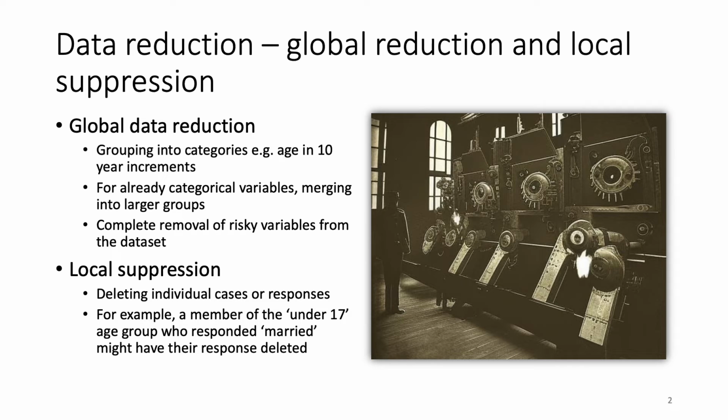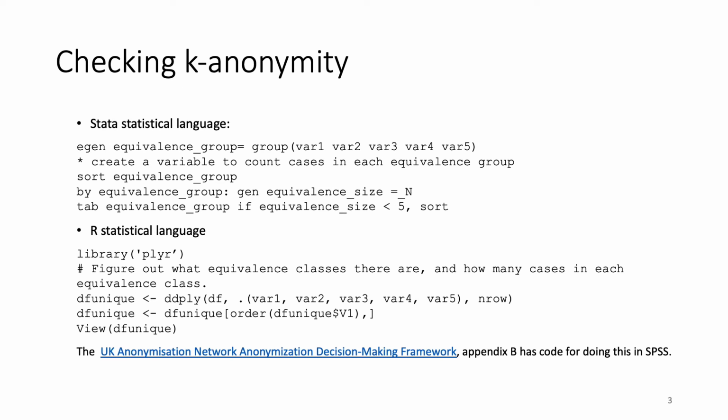By looking at frequencies and creating bivariate tables of variables, you can single out the riskiest categories on variables and regroup or suppress them as a prelude to checking K-anonymity. It's relatively easy to check K-anonymity using standard statistical software, even though most packages don't have built-in functions for doing so. I'll be talking a little bit more about doing this later, but here I've just provided an example of how you would do it in a couple of common statistical programming languages.